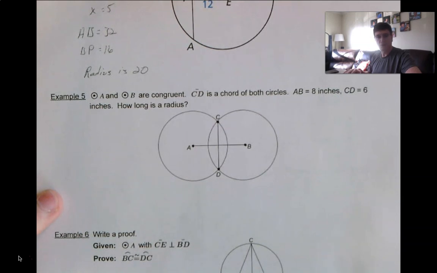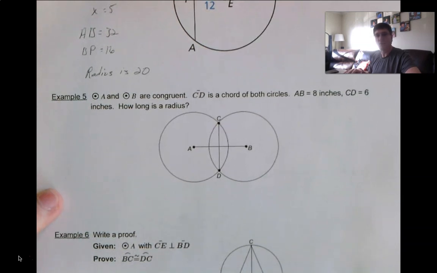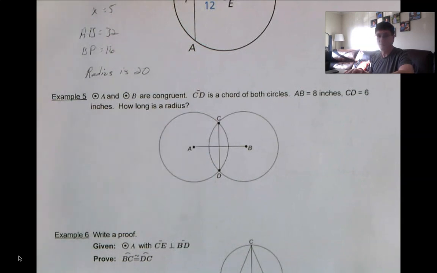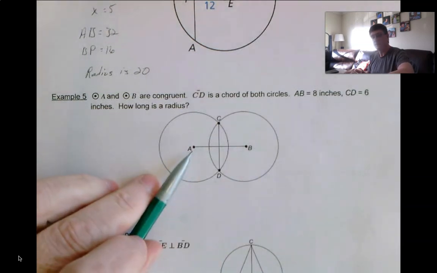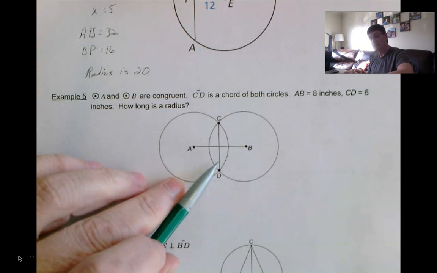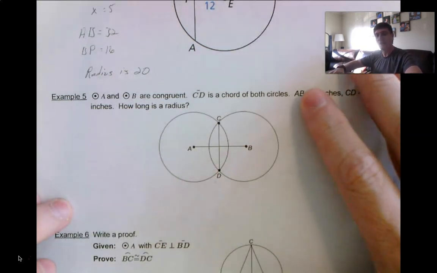Okay, example 5. Circles A and B are congruent. CD is a chord in both of the circles, so it's a common chord connecting points C and D, which are on both circles. AB is 8 inches. Can't really draw that into the picture too hard. CD is 6 inches. Okay. How long is the radius?